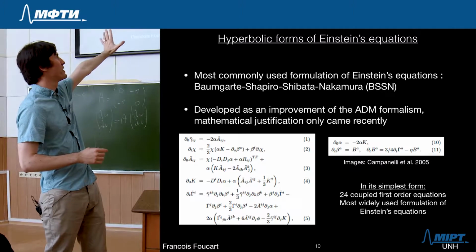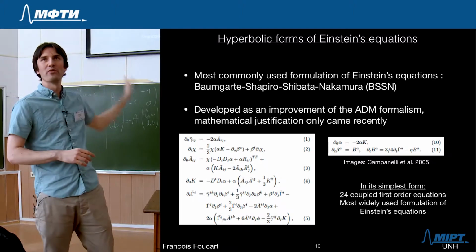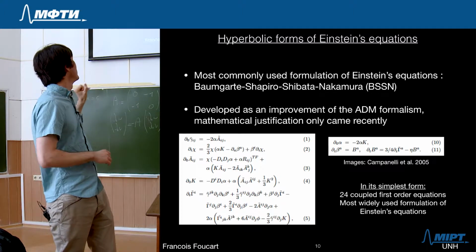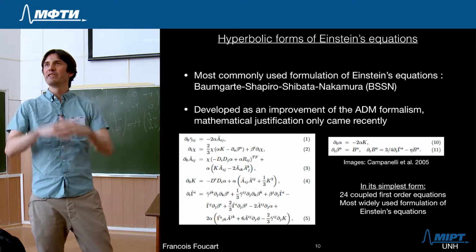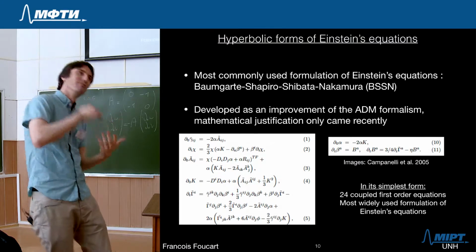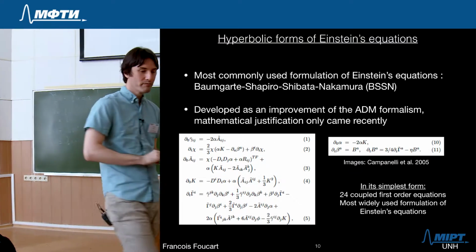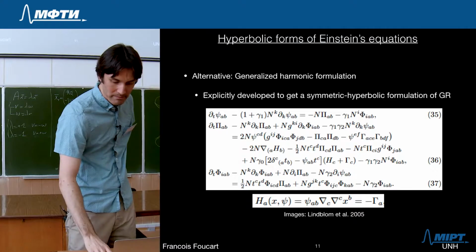It's a generalization of the 3+1 formalisms that we have seen before, with a few extra variables to get to first order. And it was not derived with the idea of being symmetric hyperbolic, of having the right mathematical properties, but since then it has been demonstrated that it actually does have the right mathematical properties. The actual form doesn't matter.